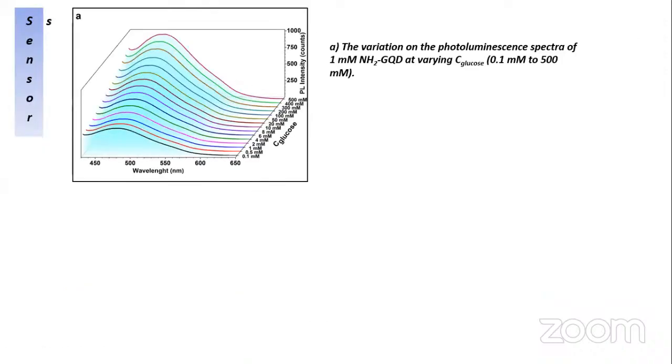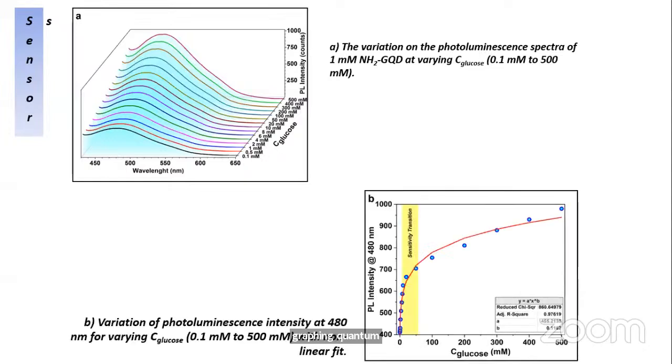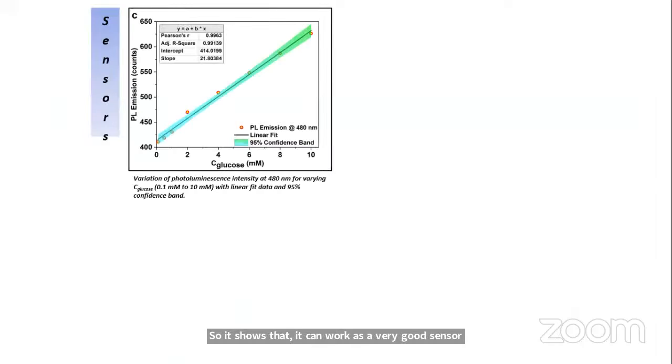And you can see the amine functionalized graphene quantum dots with the variation of photoluminescence with the quantity of the glucose. So it shows that it can work as a very good sensor for the glucose.